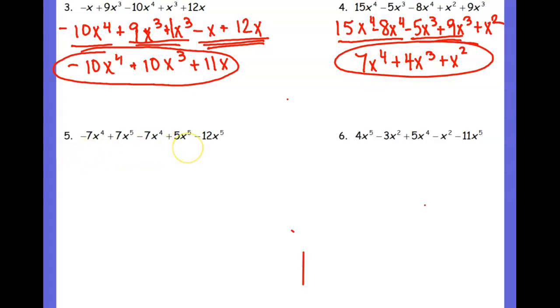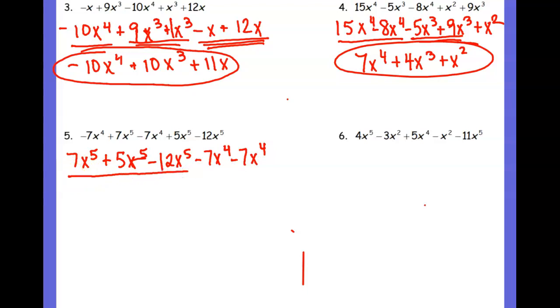Okay, I'll continue on. Number 5. And at any time, if you want to pause it and try some, that's a really good idea. So I'm going to start out with my x to the fifth power. So I got 7x to the fifth, I've got a 5x to the fifth, and I've got a negative 12x to the fifth. Okay, I've got a negative 7x to the fourth, and then another negative 7x to the fourth, or minus 7x to the fourth. Okay, so when I combine them, I'm going to take 7 plus 5 is 12, 12 minus 12 is 0. So these all cancel out. All right, and we're left with negative 7x to the fourth minus 7x to the fourth would be negative 14x to the fourth. So in that example, we have just one term or a monomial that's left.